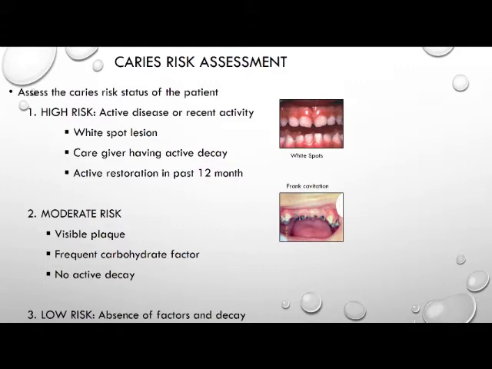The moderate risk is that you don't see any disease activity, where you actually don't see the decay, but when you take a history, you see there's a lot of plaque in the mouth, you see that the patient is not brushing, and when you talk to the caregiver, you find that this patient is snacking on carbohydrates, drinking juice, then that's more like a moderate risk. With all these factors, there are no active signs of decay, so it is moderate risk.